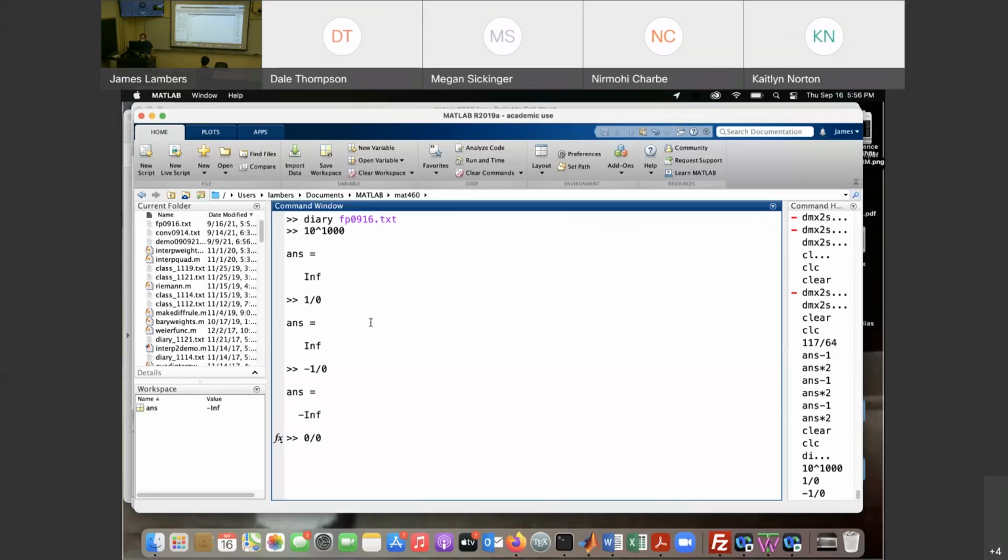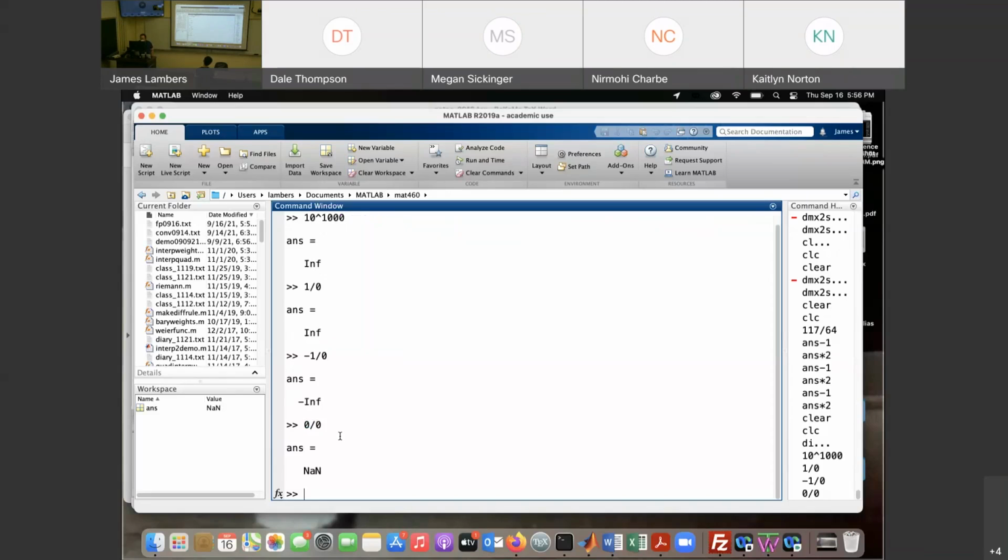Because with something like 1 over 0, if you think of it as a limit, as the denominator goes to 0, then the limit would be positive infinity. But we don't have that here. We have no idea what this could be. It just depends. So that's accounted for in the floating point system. NaN, which is short for not a number.